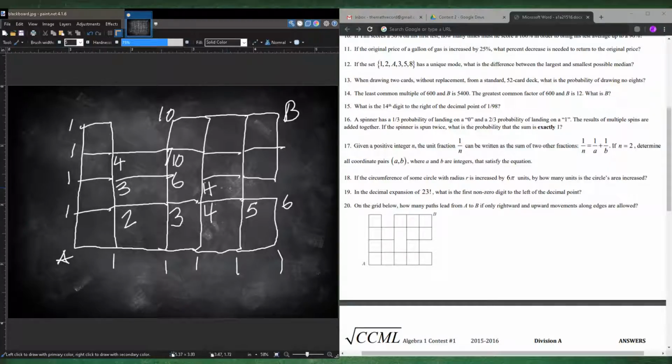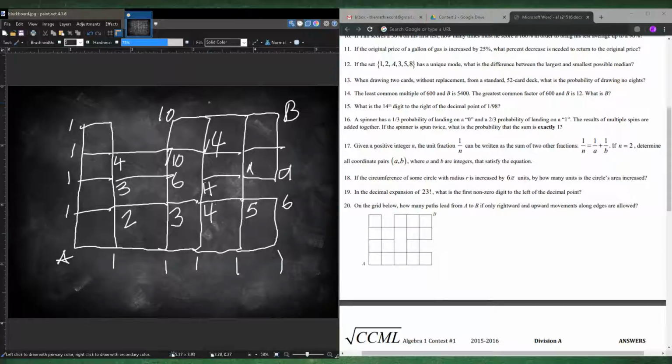So we have a 5 here and we have a 4 here. That means we have 9 ways to get here, right? You have 9 ways to get here. And since the only way to get here is through this way, it's also 9. Oh wait, sorry. You have 4 ways to get here. And how many ways can you get here? That's 4 here and 10 here. So you have 14 ways to get here. And 14 ways to get here.